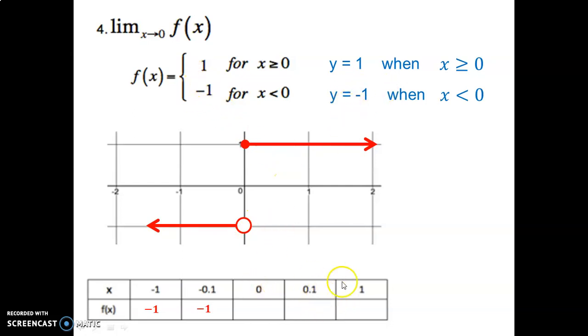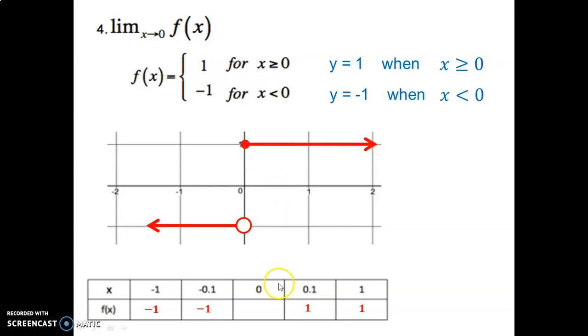Okay, what happens when we approach from the right side? Okay, now x is 1, so we're standing over here. What is the y value right there? Well, it's 1. Okay, now we're going to go closer to 0 from this side. Now we go to 0.1 on the x-axis, so right here. What's the y value? 1 again.